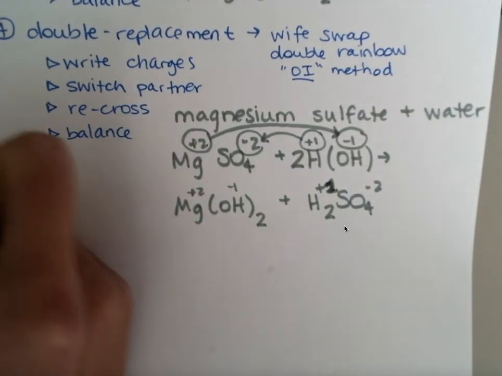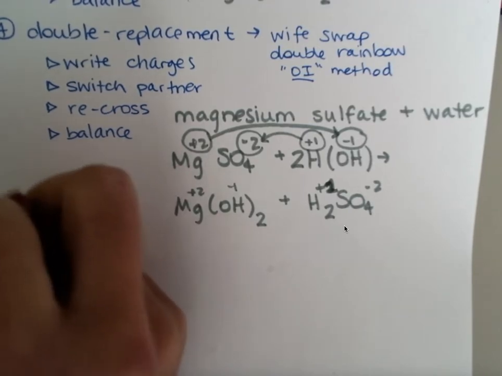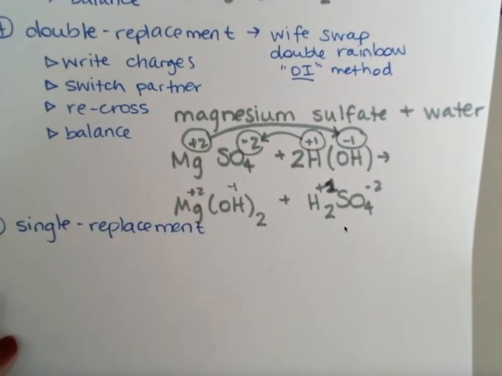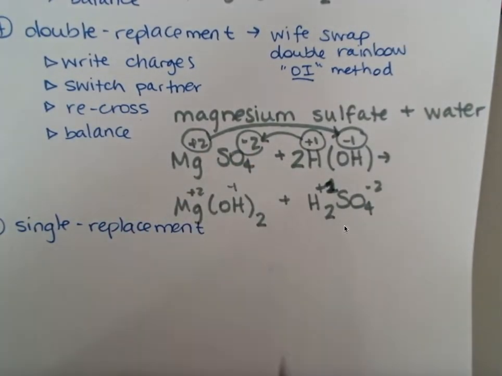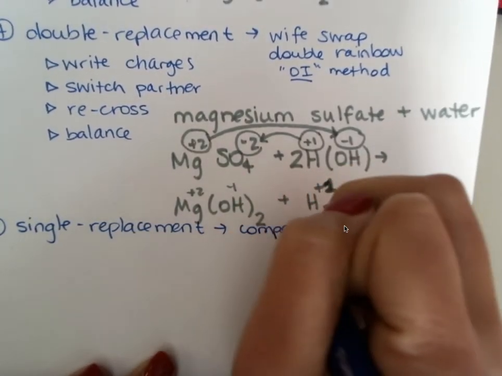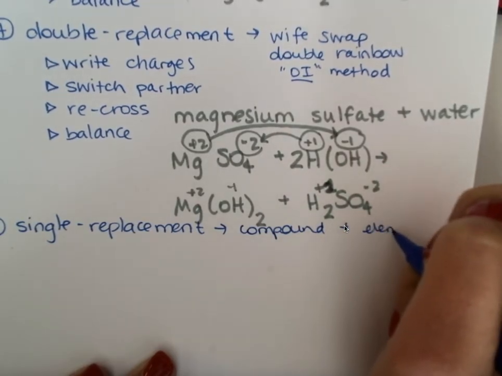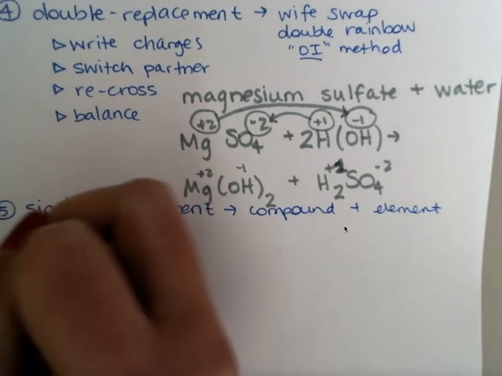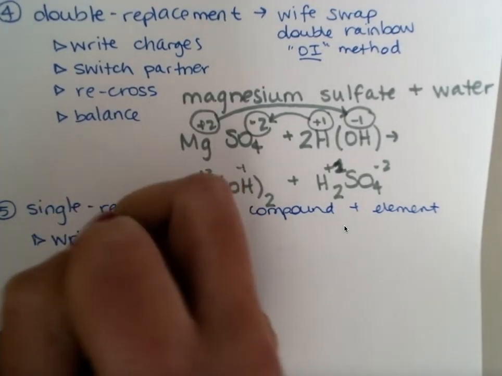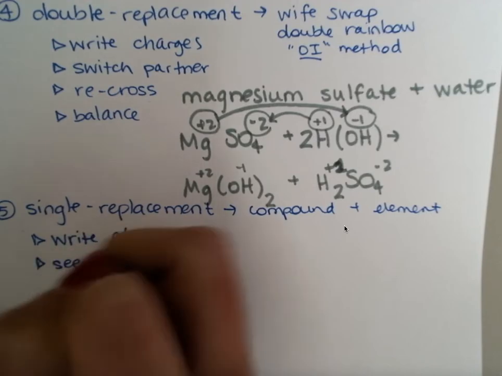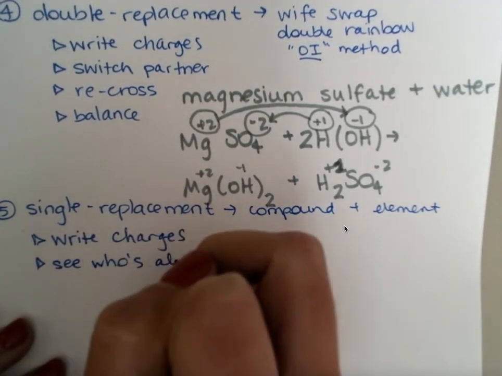And then lastly, we've got the one that is the worst one, which is single replacement. And remember what makes this one so terrible is that you have to remember who replaces who. So in this scenario, we know that everyone's changing places. But in a single replacement, when you have a compound and an element, you got to be sure that the first thing you do is write the charges. See who's alone.